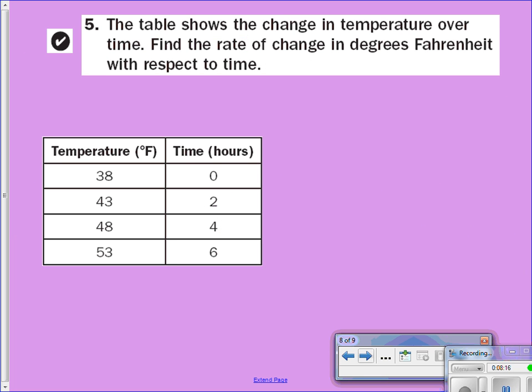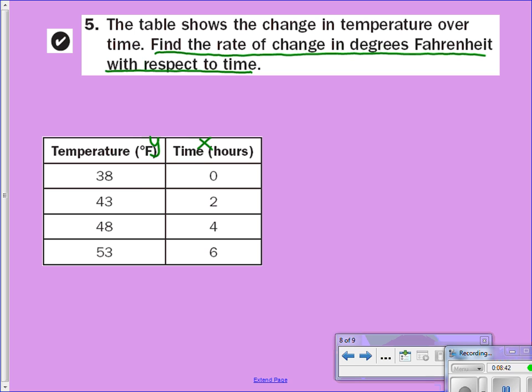Last example, they want you to find the rate of change again, but you need to figure out what is your x and what is your y. They want the rate of change in degrees Fahrenheit with respect to time. With respect to means as a function of time. So time is actually your input, and degrees is your output.